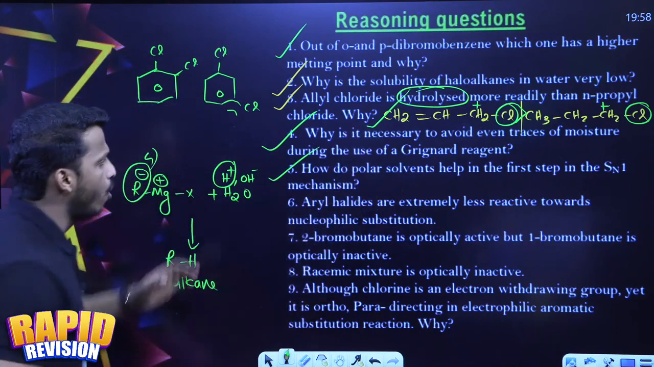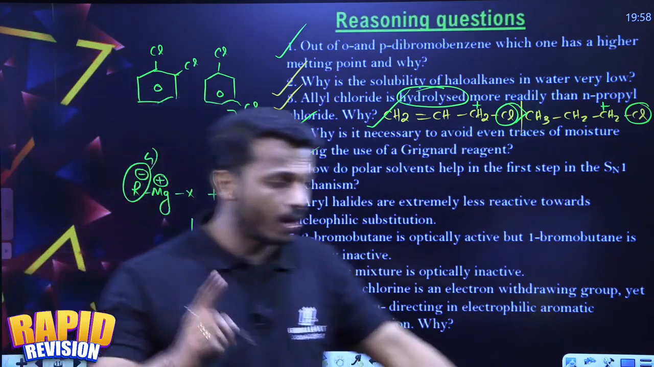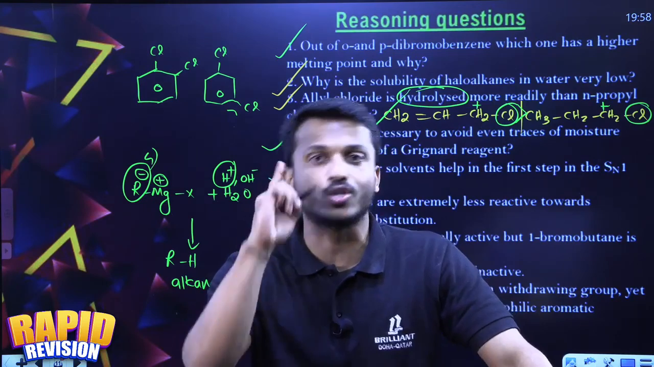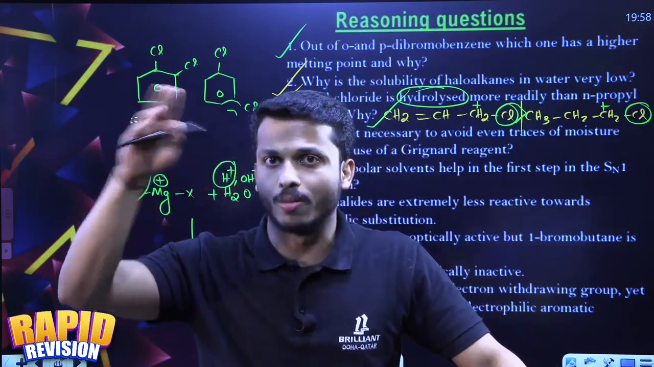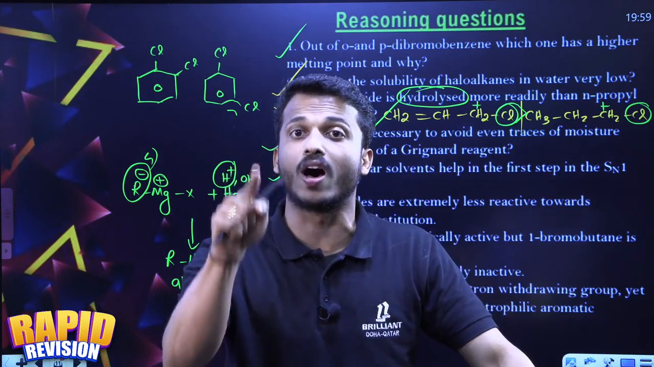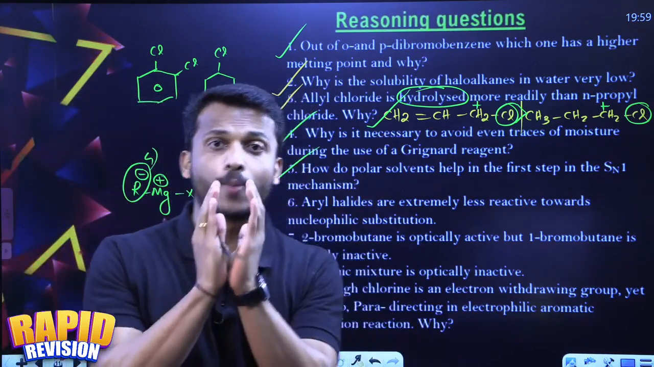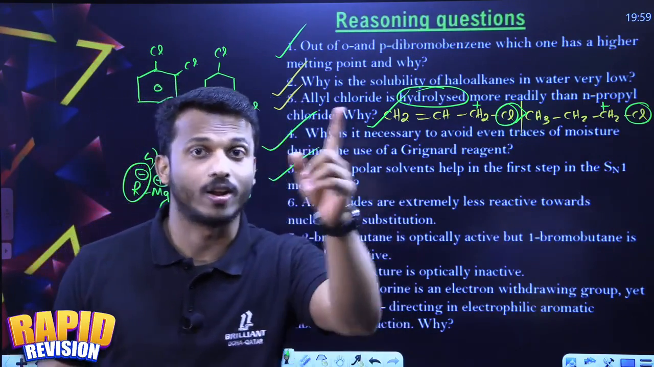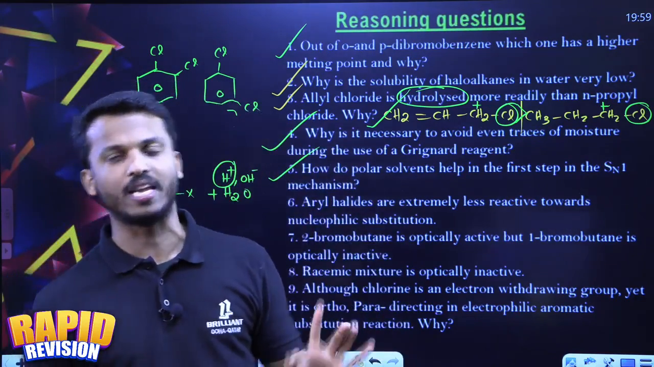Next one, question number 5: how do polar solvents help in the first step in the SN1 mechanism? We already discussed that the SN1 mechanism is favored in polar protic solvent. What is the first step in the SN1 mechanism? Halogen removal, carbocation formation. Dear all, this formed carbocation is stabilized by the polar protic solvent. The question is simple: why in the SN1 mechanism do we use polar protic solvent? Because the first step is formation of what? Carbocation, right? This carbocation is stabilized by the polar protic solvent. Therefore, they use polar protic solvent.